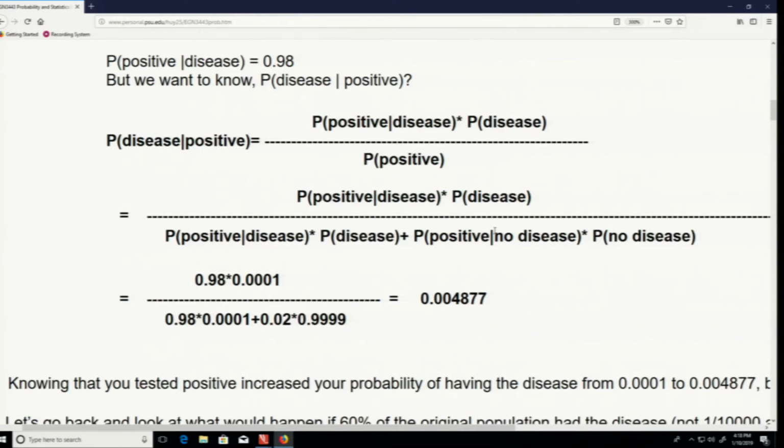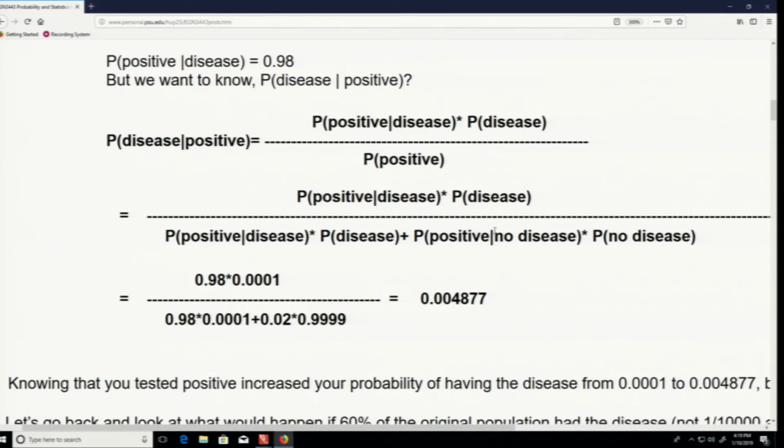Even if, given disease, positive, the lab test is very accurate, actually 98% for those who have cancer, why is this probability still so small? That is because the disease is so rare. That is because this number is so rare.